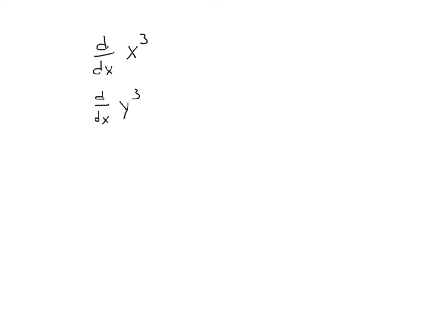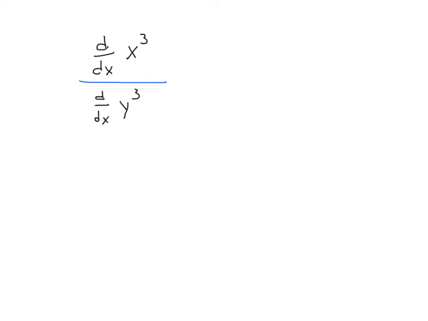Now let's see how this whole implicit differentiation thing works. I have 2 problems up here. Let me draw a line to separate them. In the first one, we want to take the derivative with respect to x of x cubed.